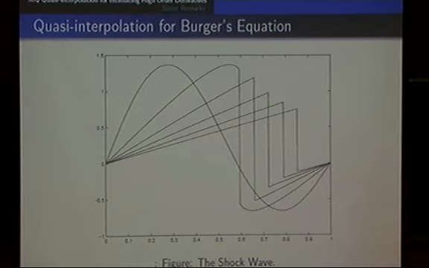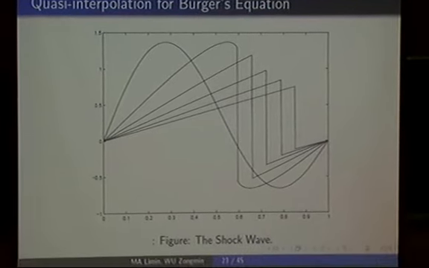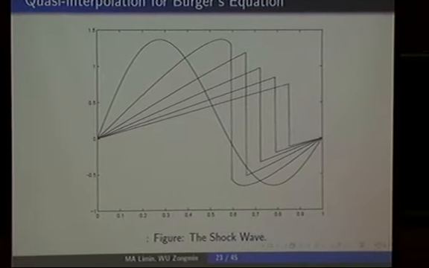This is an example for the Burgers' equation, and we used the MQ quasi-interpolation to simulate the shock waves. This is the two pictures together. You cannot tell the difference. One is for the standard solver with a very small viscosity, and the other we directly solved with our scheme.